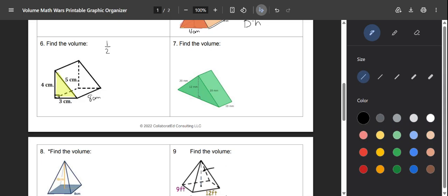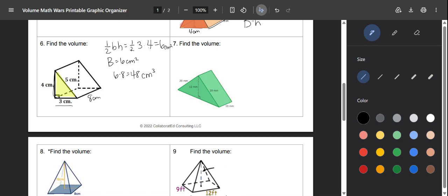Area of a triangle is 1/2 base times height. So I'm going to plug in my base is 3, my height is 4, on my triangle, right? Not my prism, just the height of the triangle. I know 1/2 of 4 is 2, and 2 times 3 is 6. So the area of this base is 6 square centimeters. And then I'm going to multiply by the height. So I'll do 6 times 8 and get 48 centimeters to the 3rd power.